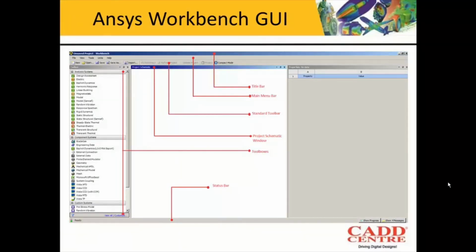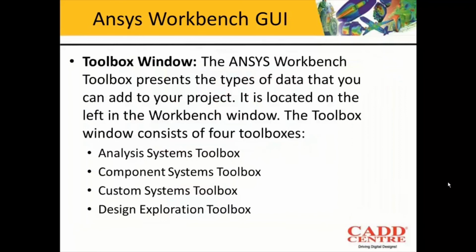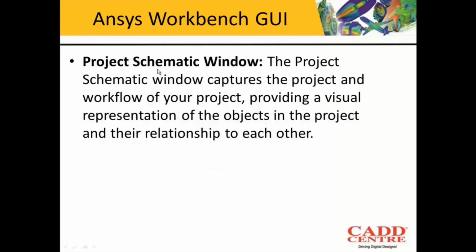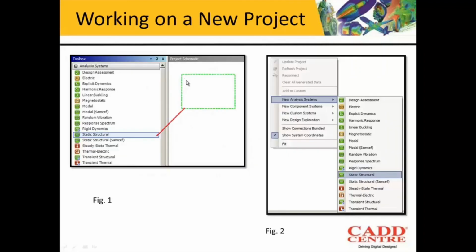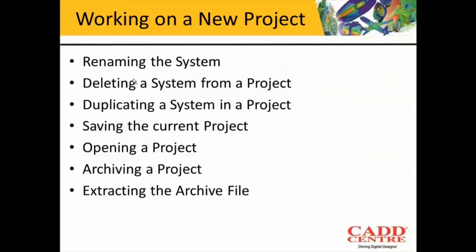So now you must have understood the graphical user interface of Ansys Workbench. What is the meaning of a toolbox? What is a project schematic window? How to add a new project? How to add a new system to the project window? We have seen the 3 methods by which you can do this. What is the meaning of renaming the system, deleting the system, duplicating a system, saving the project, opening a project, archiving a project, and extracting the archive file?